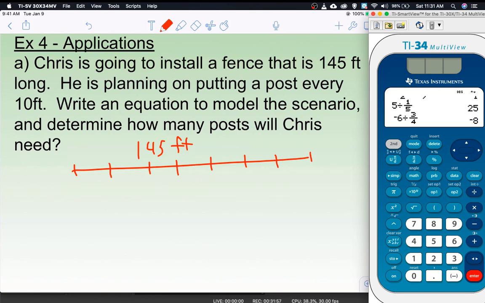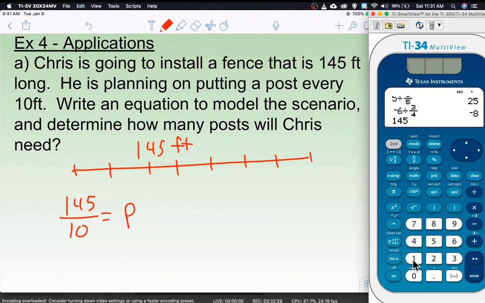So if we took 145 and divided by 10, because there's going to be 10-foot sections, we're going to figure out how many sections he needs, or how many posts he needs. So this is an equation. I don't have to solve for the variable because the way that I set it up is just 145 divided by 10. Now if I do the math here, 145 divided by 10 is 14.5.